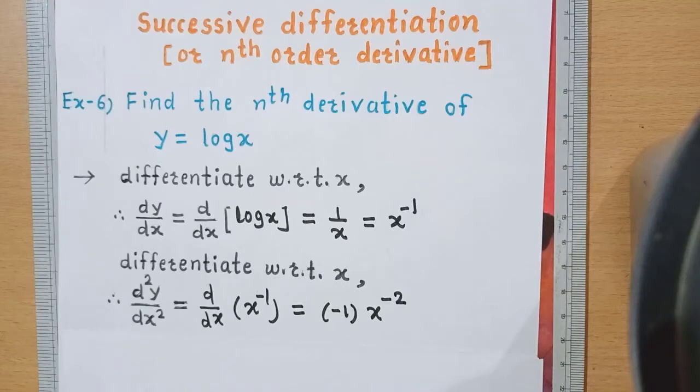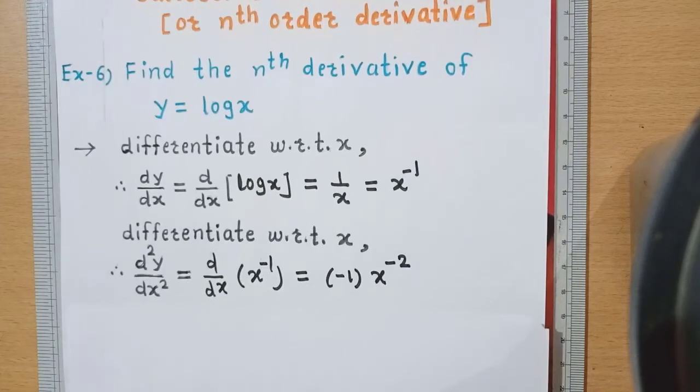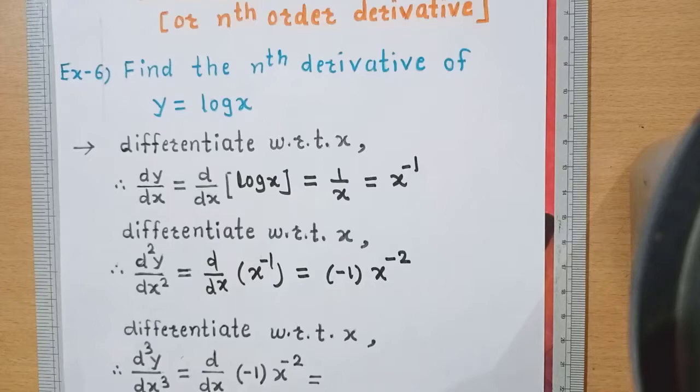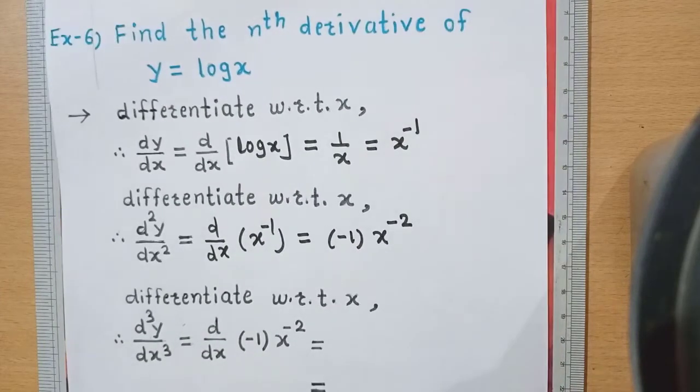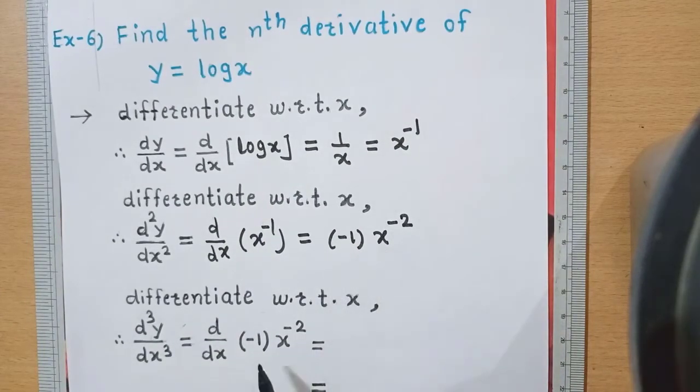Now again we will find out the third order derivative. So we have d cube y by dx cube equal to derivative of this.